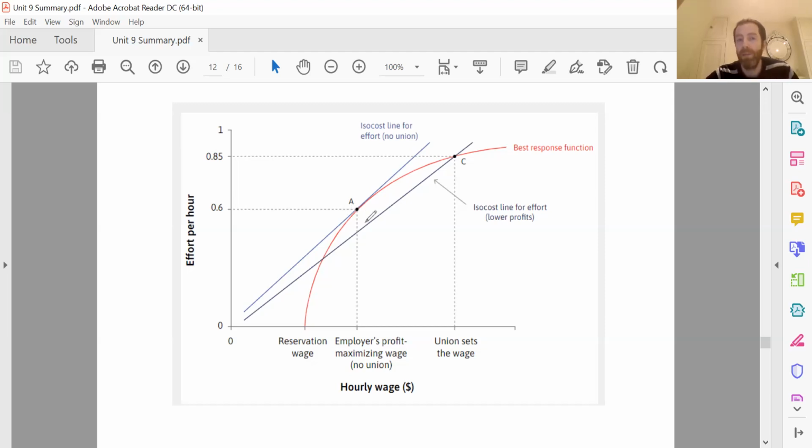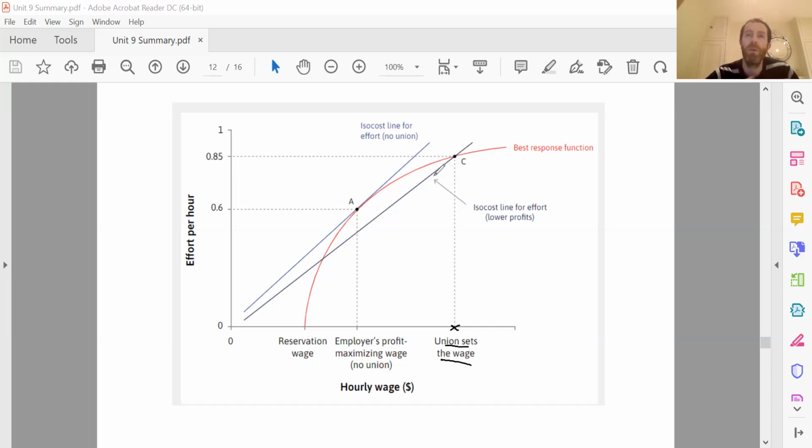But what if the wage isn't determined purely by the firm coming along and saying, this is how much we'll pay you, worker? What if there's a union that this worker is part of, and the union sets the wage, and the union says, this is going to be the wage right here. So what does the firm do? Well, from their point of view, they're thinking, if that's the wage, then we're going to choose this point right here, because this is the steepest possible iso-cost effort line that we can get.